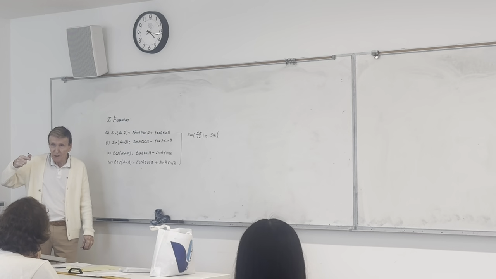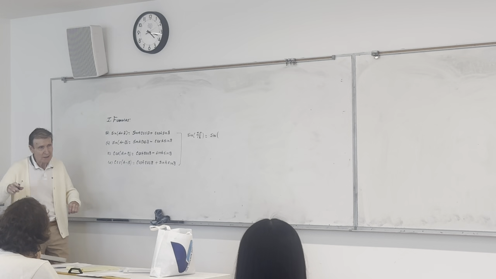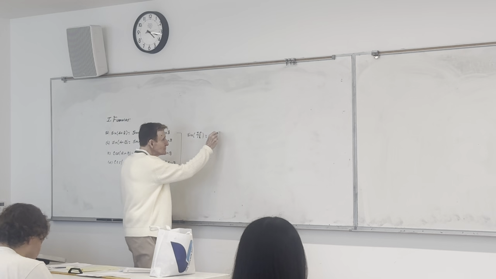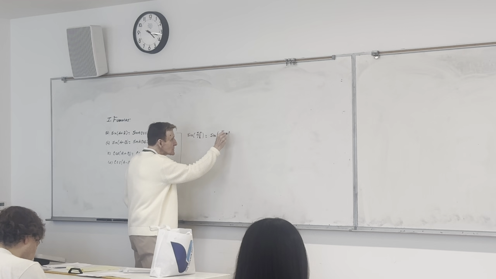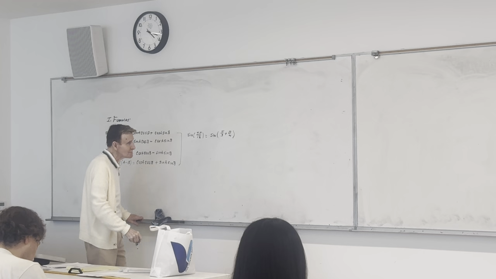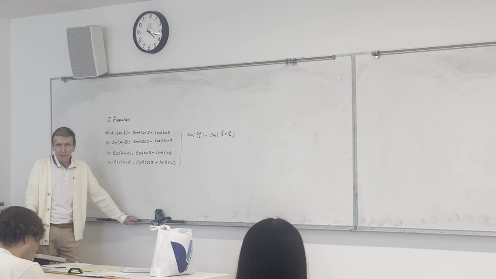Pi over 3 plus pi over 4. Pi over 3 is 60 degrees, pi over 4 is 45, she's got it. So pi over 3 plus pi over 4. If you add those up with the common denominator of 12, guys, it gives you 7 pi over 12.